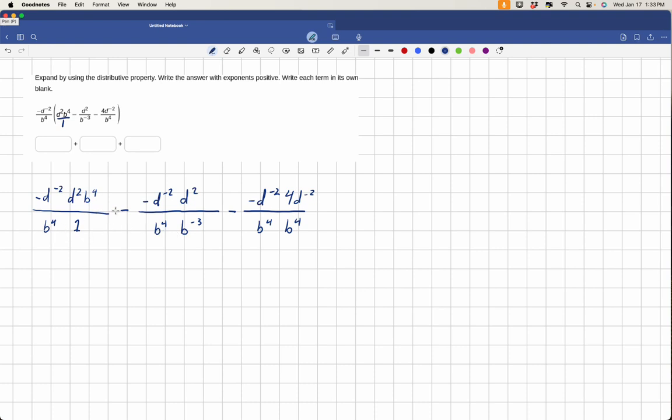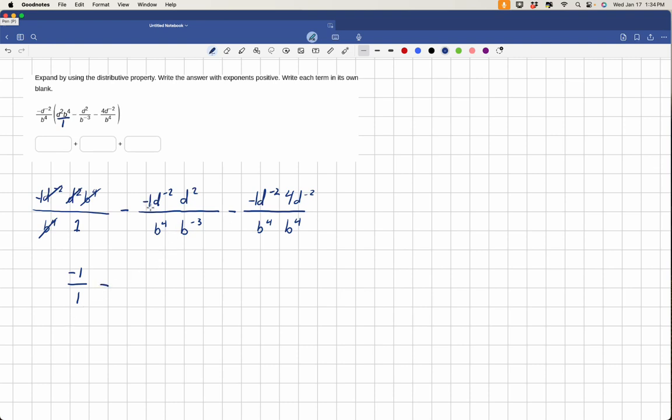All right, so now I'm going to do a little bit of housekeeping. For this negative in front of the d, I'm going to put -1, just so I can keep track of the fact that there is a 1 there. There is a coefficient there, and it's a -1. That's going to help me do the math a little bit easier. So now I see I've got d negative 2, d positive 2. Those cancel each other out. I've also got a b4, b4. Those cancel each other out. So all I have in this first fraction is a -1 over +1. That's all that's left. So minus.